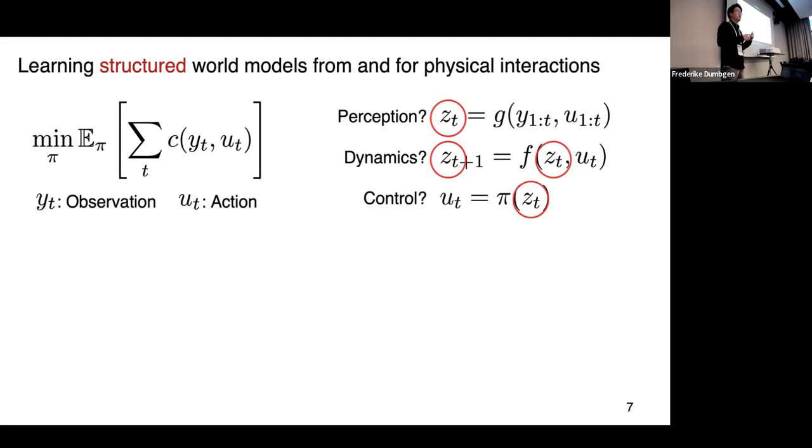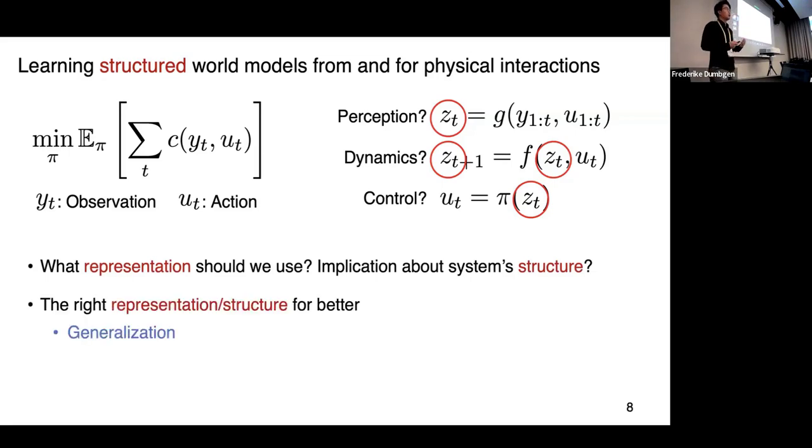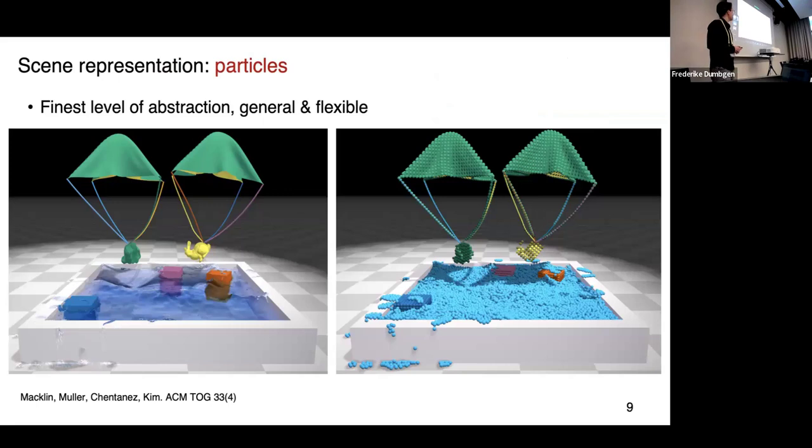One key thing in this formulation is the choice of Z. And the choice of Z actually passes through the entirety of the optimization process and has a profound impact on the generalization capabilities and structures of your overall system. So I will show what should be the right representations and what their implications are for structure. Then we'll also show that the right choice of representation can give us better generalization capabilities and sample efficiency.